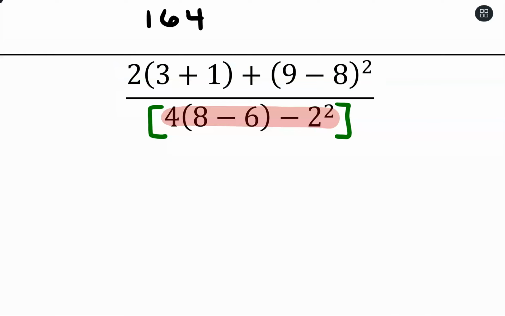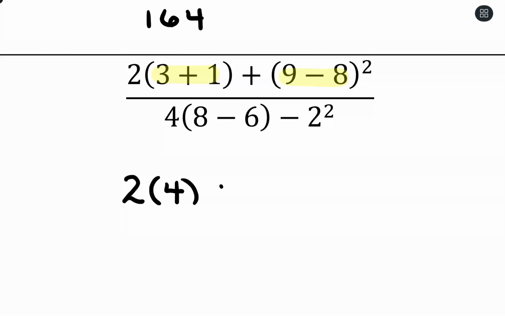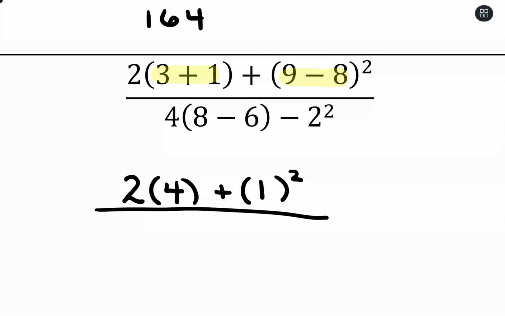So with that said, we're going to look at the numerator and denominator separately. So up in the numerator, we have these parentheses. So I want to simplify that 3 plus 1. I also want to simplify that 9 minus 8. So we'll have 2, and then in parentheses 3 plus 1, and then plus 9 minus 8 is a 1, and that's being squared. And then we have our fraction bar. In the denominator, we have parentheses 8 minus 6, so I want to go ahead and simplify that. So 4 times 8 minus 6 is 2, and then minus 2 squared.